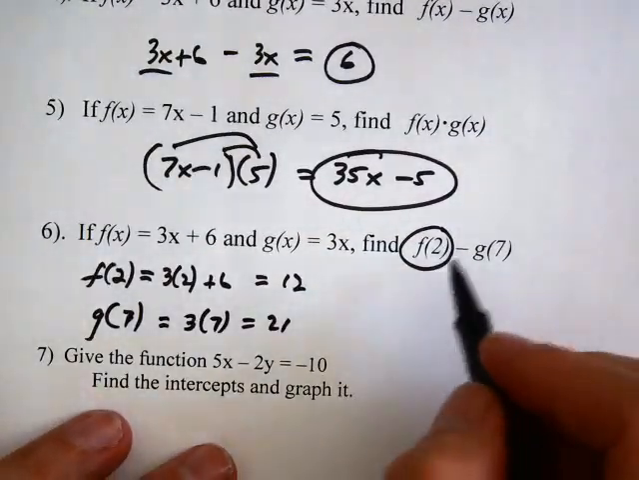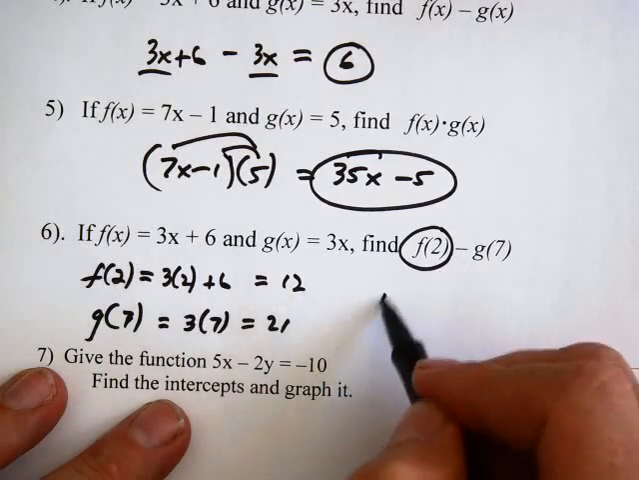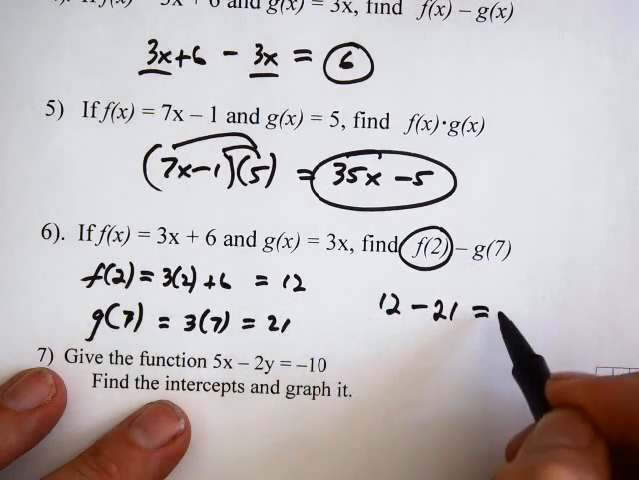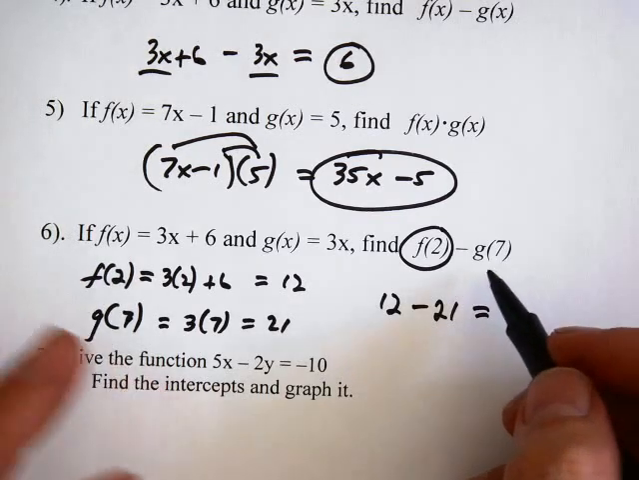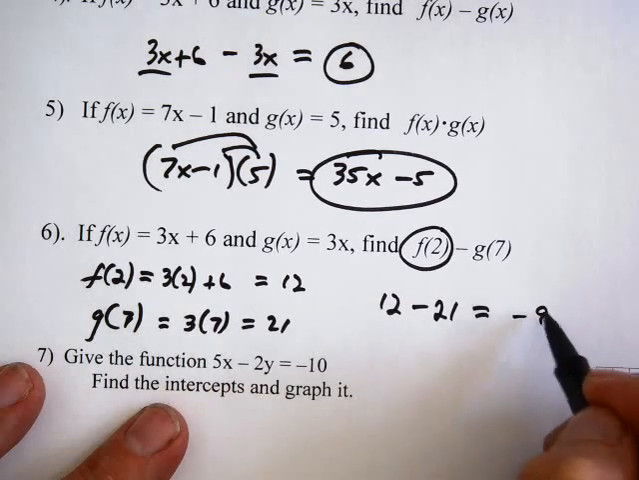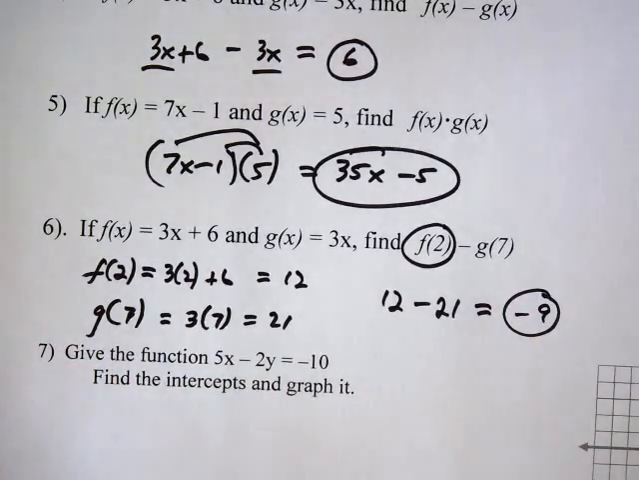And now what do I need to do? Well, it says find f of 2, which is 12, minus g of 7, which is 21. Don't mess this up, guys. Come on now. It's not 11. It's not even 9. It's negative 9. Okay? You got to be real careful with that stuff because it's your grade. All right? So be careful.